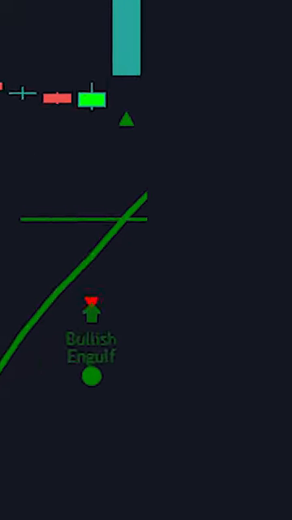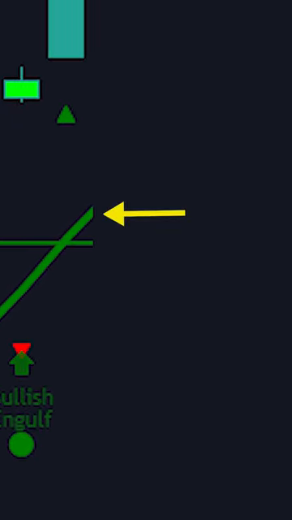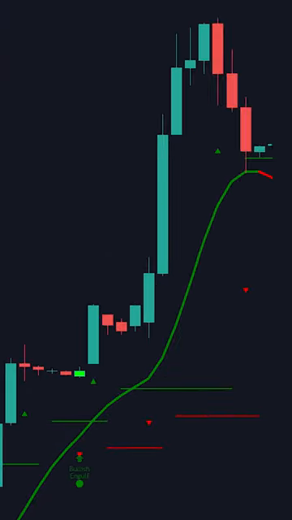You're gonna wait for a bullish engulfing pattern, which the indicator will automatically tell you if there is one. Next, you want this green baseline to be green. If both of these occur, you enter a trade. You exit the trade when the baseline turns red. Easy profit.